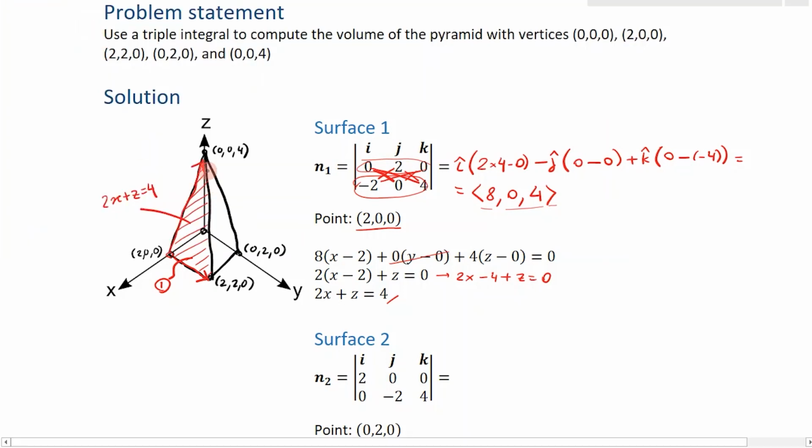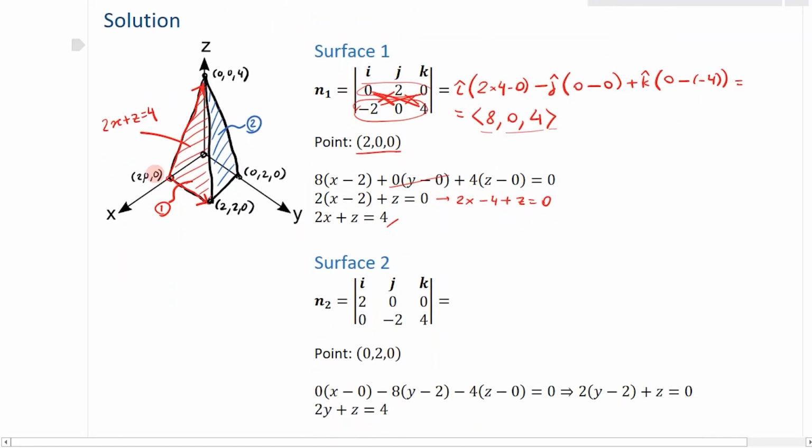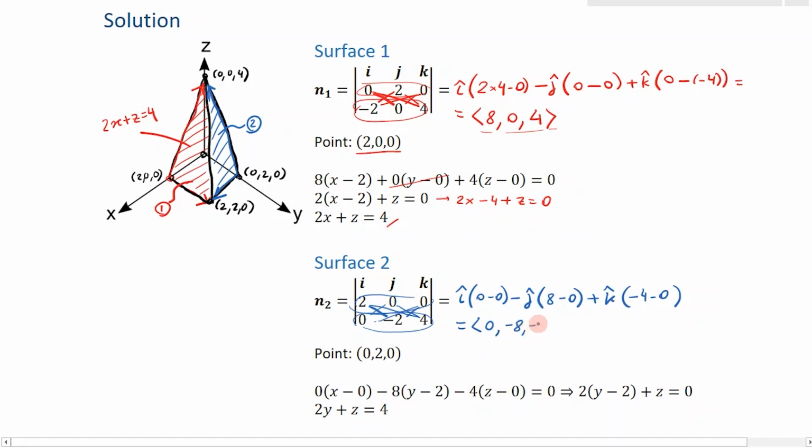Now let's figure out the other surface. This would be surface 2. I'm using a vector 2, 0, 0. And 0, negative 2, 4. This would be this one. So x component is 0, y component is negative 2, and z component is 4. Then I get i hat 0 minus 0 minus j hat 8 minus 0 plus k hat negative 4 minus 0. So this gives me 0, negative 8, and negative 4.